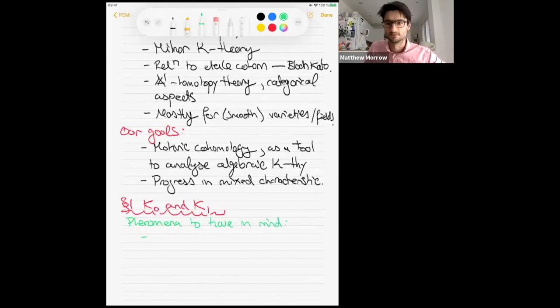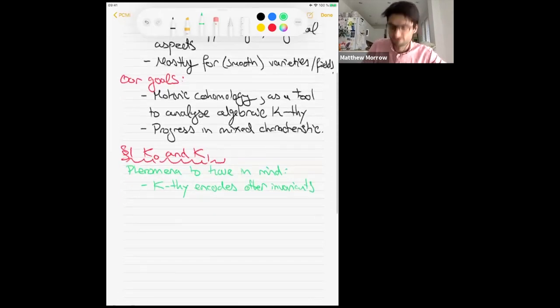K-theory is something very, very general. And what we're typically going to see is that it encodes other invariants. And a related phenomenon is that it breaks into simpler pieces. I don't know if simpler is necessarily the right word. And these are what will turn out to be motivic in nature.